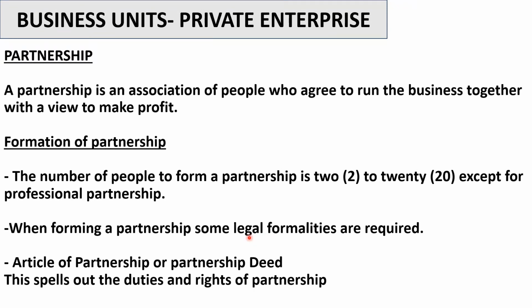Now there's an article called Article of Partnership, which is also called Partnership Deed. This article spells out the duties and rights of partners. If you want to know everything about partnership, when you want to form one, go to this book. Even in future, when you want to do business, you may not remember the notes, but at least remember that there's a document called Article of Partnership or Partnership Deed, and that will guide you on what you're supposed to do to have a formal partnership enterprise.